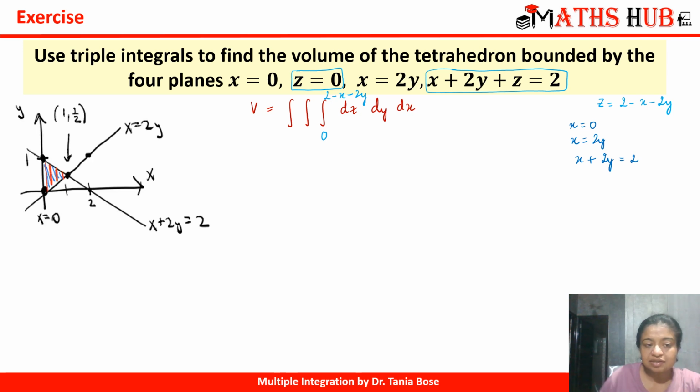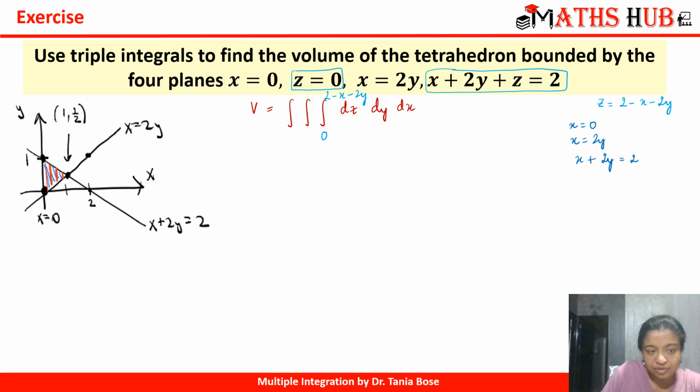And when we plot this in 2D, we will get this. This is x equal to 0, the y-axis. This line is x equal to 2y. And we will get this line as x plus 2y is equal to 2. So from here, we can see that the common portion is this triangular region, right? So when we get this triangular region, I've already told you how to calculate the limits.